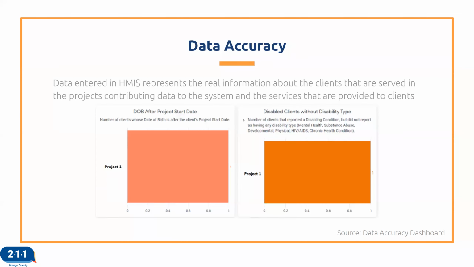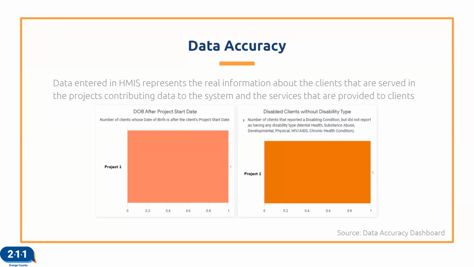And so we do have a data accuracy dashboard that looks at this. We do also include some data accuracy on the report cards that we publish. So some examples of data accuracy: social security numbers can't start with the number 9. So if a social security number does start with the number 9, we know that's not a real social security number. So that's a data accuracy issue. Also, a client can't have a housing move-in date before their project start date. So if that occurs, that's also a data accuracy issue.